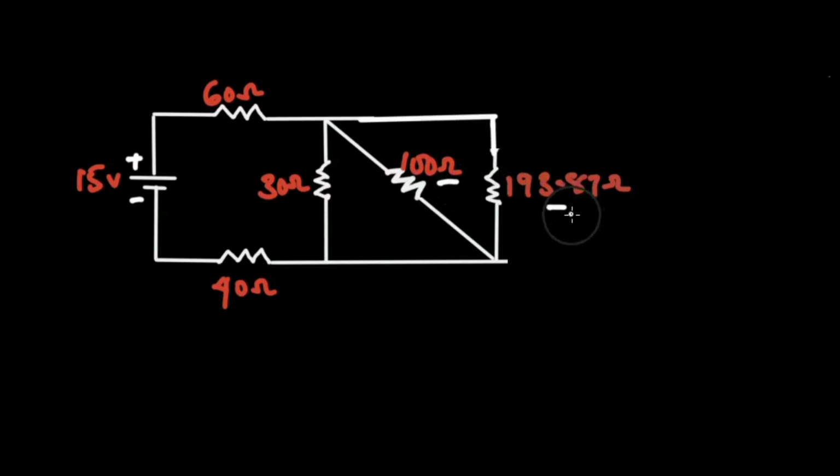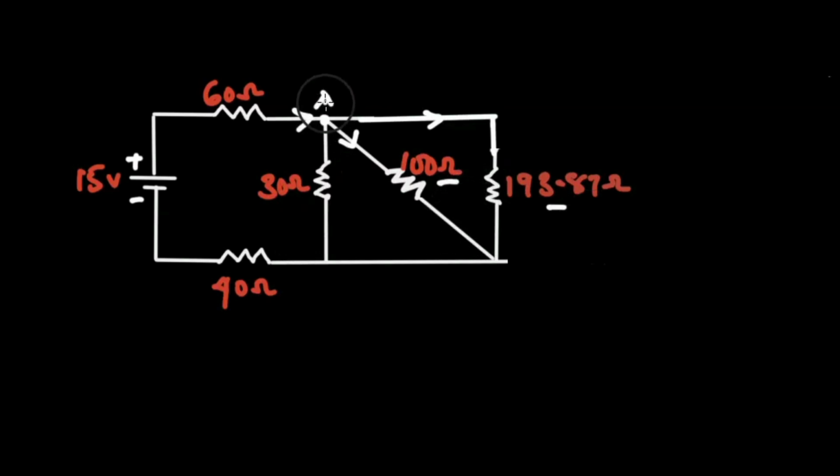How do I know they are in parallel? When current enters this junction, current will flow towards the 100 ohms and another current will flow towards the 193.87 ohms, right? Which means that these two resistors are in parallel. I can also decide to redraw my circuit to make it look much more understandable.